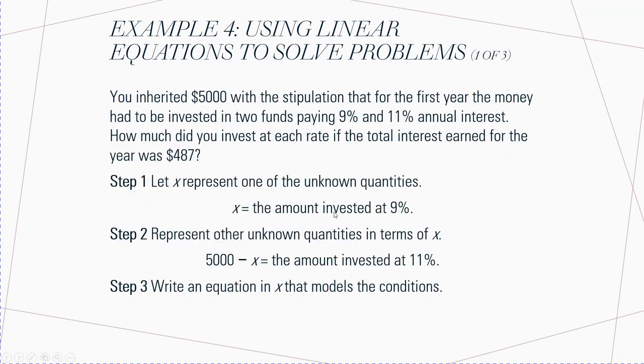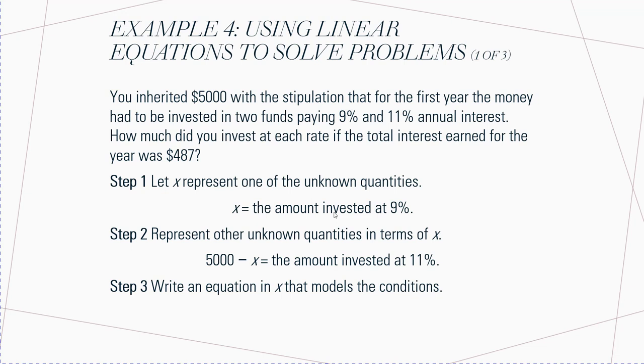All right, let's try this one now. This is a little bit of money involving interest. So you inherited $5,000, nice, with the stipulation that for the first year the money had to be invested in 2 funds, paying 9% and 11% annual interest. That's pretty good. That's really good, actually. How much did you invest at each rate if the total interest earned for the year was $487?